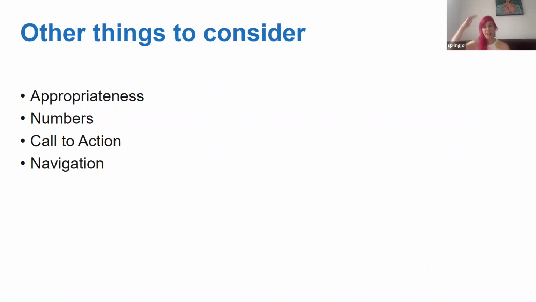Other things to consider, and each of these we could do our own whole lecture on: appropriateness, numbers and numeracy, literacy skills, call to action, like what do you actually want somebody to do after reading this? How do you want to get them there? How are they actually navigating this? I could design a whole lecture on how somebody looks at a page, how they follow it, what their brain is doing, and how they're understanding what is happening as they go through a document. All of these things are important to consider.